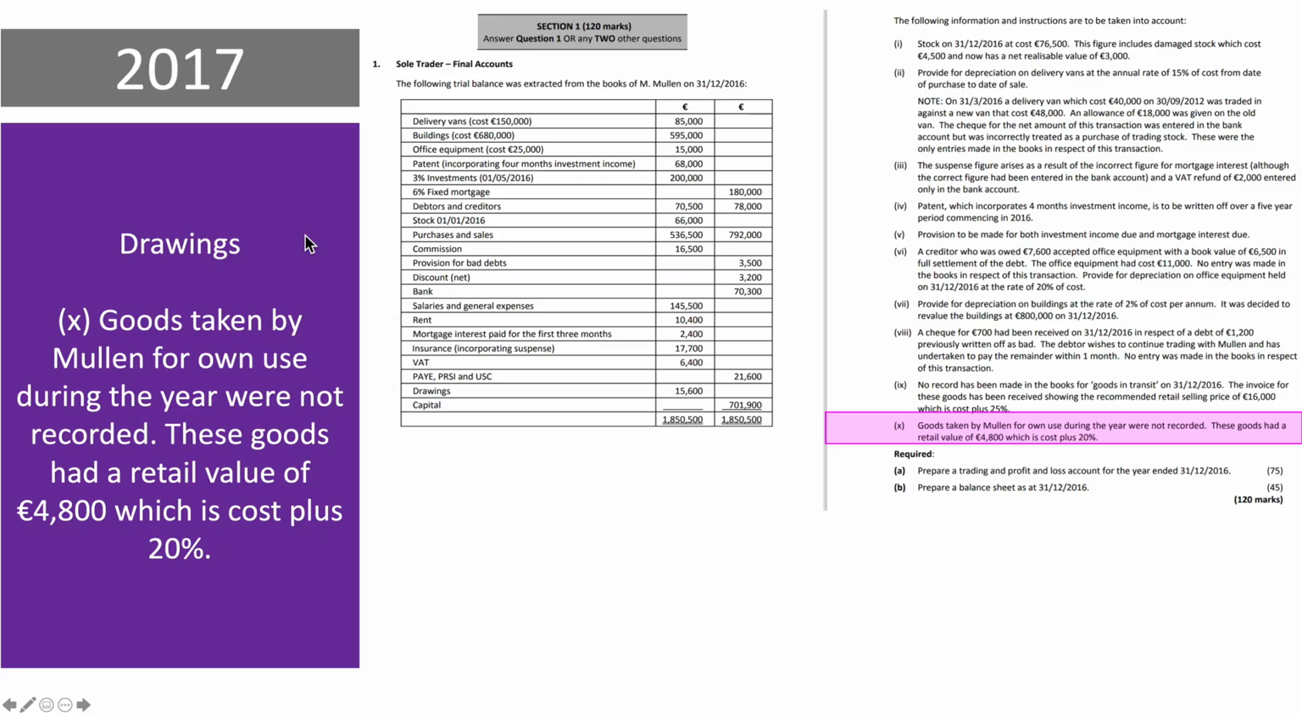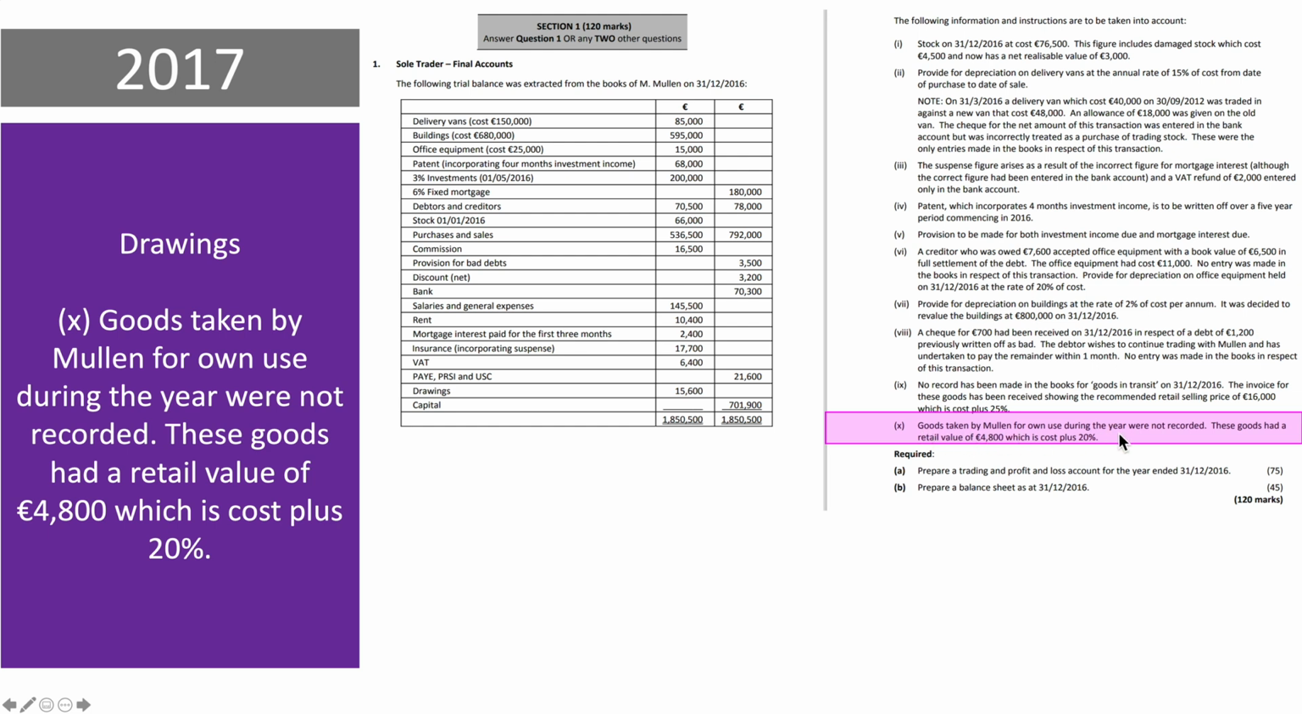So that's that. In 2017, we've got drawings here. Goods taken by Mullen for own use during the year were not recorded. These goods had a retail value of 4,800, which is cost plus 20%. So this is a nice simple one. It's basically goods taken during the year.